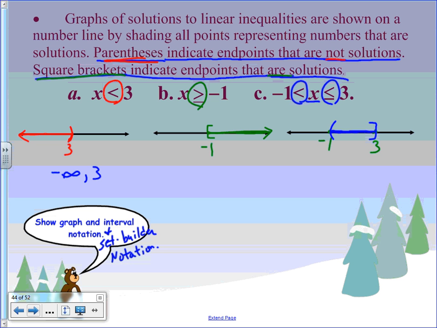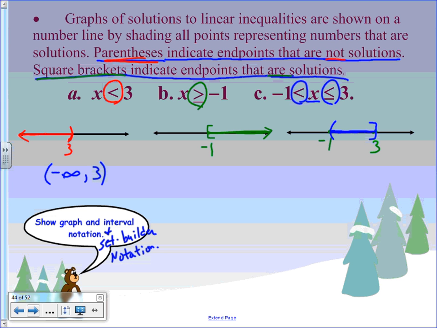But around this, I need either parentheses or brackets or a mixture of them. On the left-hand side, that's infinity. Infinity always gets a parentheses. On the right-hand side, that 3, look at the figure. Look at the graph in the red up there. It is a parentheses. That tells me that's a parentheses. Okay? That 3 is not included. This is interval notation. It's a new kind of notation. I don't know if you've seen it before in Algebra 2 or not, but there it is.